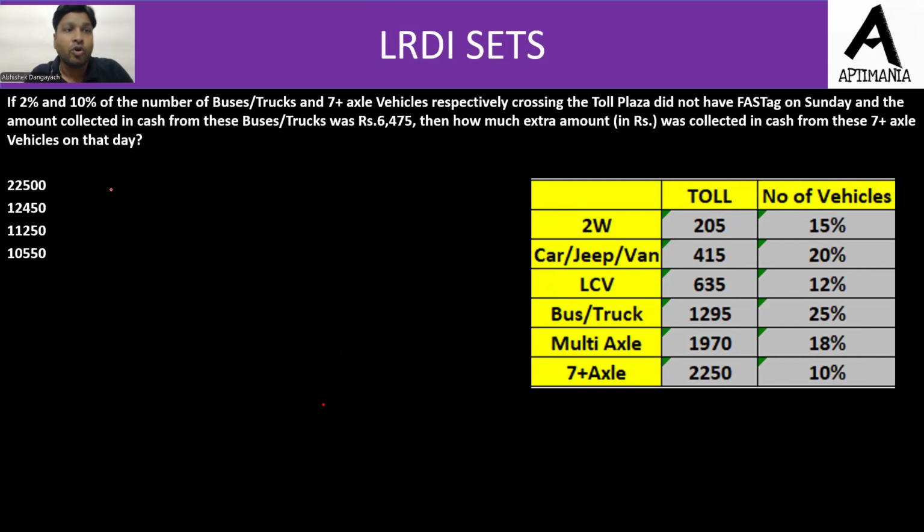Moving to the second part. If 2% and 10% of the number of buses and trucks and 7 plus XL vehicles respectively crossing the toll plaza did not have FASTag on Sunday, and the amount collected in cash from these buses and trucks was this rupee, then how much extra amount was collected in cash from 7 plus XL vehicles? Now, first of all, let us focus on bus and truck. So 2%. Now again, let us assume the total number of vehicles to be 100 only. So 2% of 25 vehicles is 25, right?